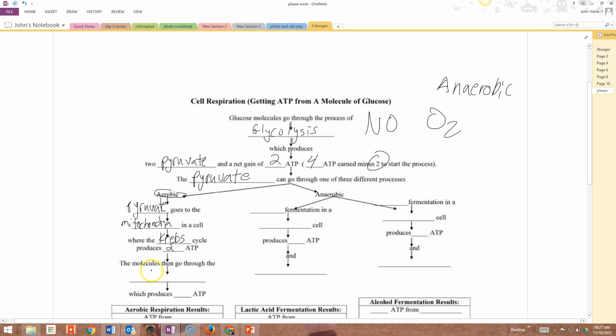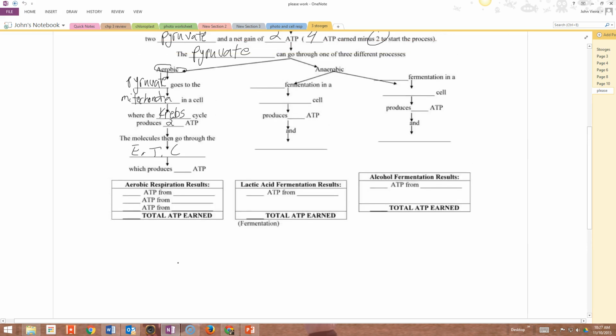The molecules then can go to the what, everybody? Electron transport chain, which produces a total of, Jose, how many total can they make? That's the big one. Keep it going. 8, 10, 12, 14. What are we going to end up with? Class, what is it? 36. No, 32. So, let's do some math. Hey, let's all be wrong together, okay?